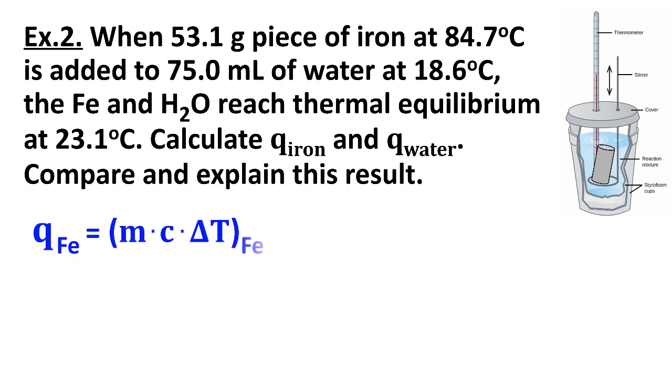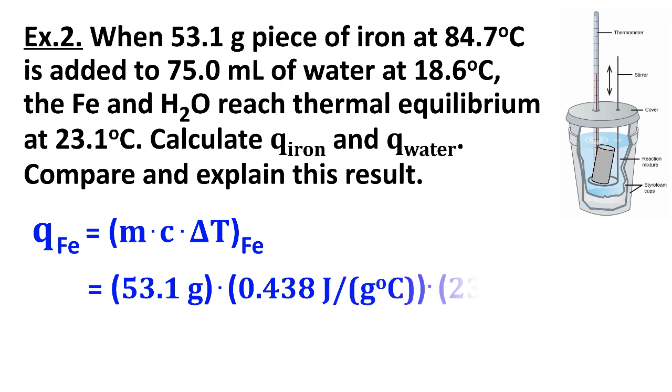So let's start with the iron, and we'll use the equation Q equals mc delta T for the iron. And the values are given in the problem for the mass and the initial and final temperature. And the specific heat we can look up. It was in the previous table. And so when we put those values into the equation, the mass, 53.1 grams, given in the problem. The specific heat, 0.438 joules per gram degree Celsius. That's a looked up value. Final temperature is 23.1 degrees Celsius. Initial temperature is 84.7 degrees Celsius.